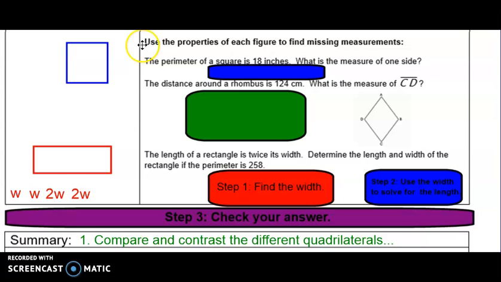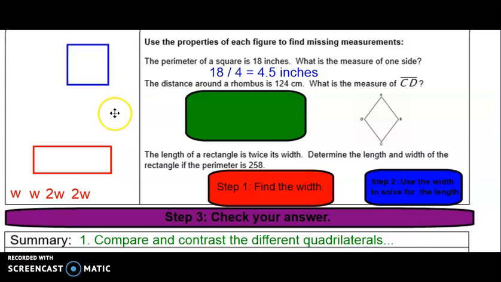In the next examples, we're going to use what we know about each figure to find any missing measurements. It says the perimeter of a square is 18 inches. What is the measure of one side? Well, I know that the perimeter is the distance around all 4 sides. So we're saying all 4 of these sides added up will equal 18. I also know that all 4 of these sides should be the exact same amount. So if I take 18, which is my total distance around the square, and divide it by 4, it will tell me what each side equals. 18 divided by 4 is 4.5 inches, so one side of this square would be 4.5 inches.